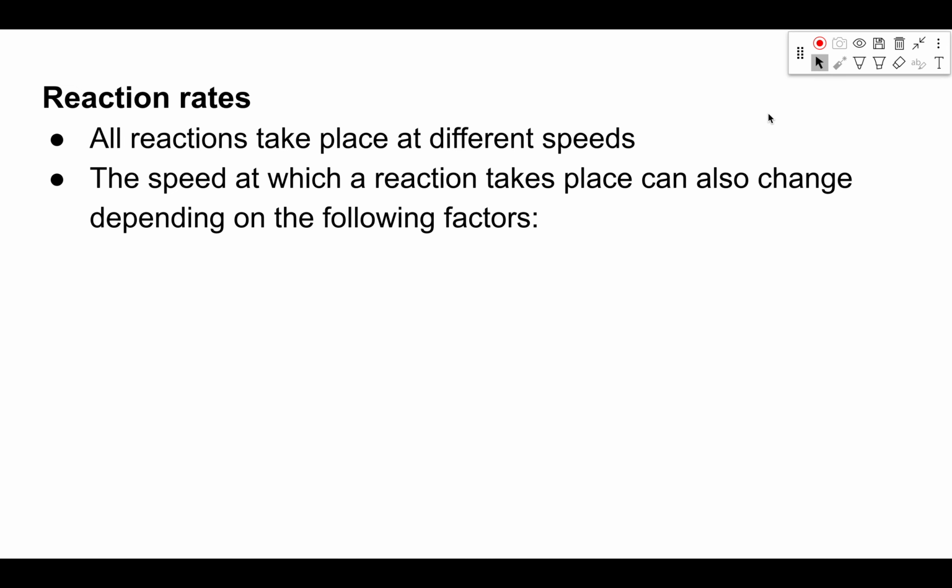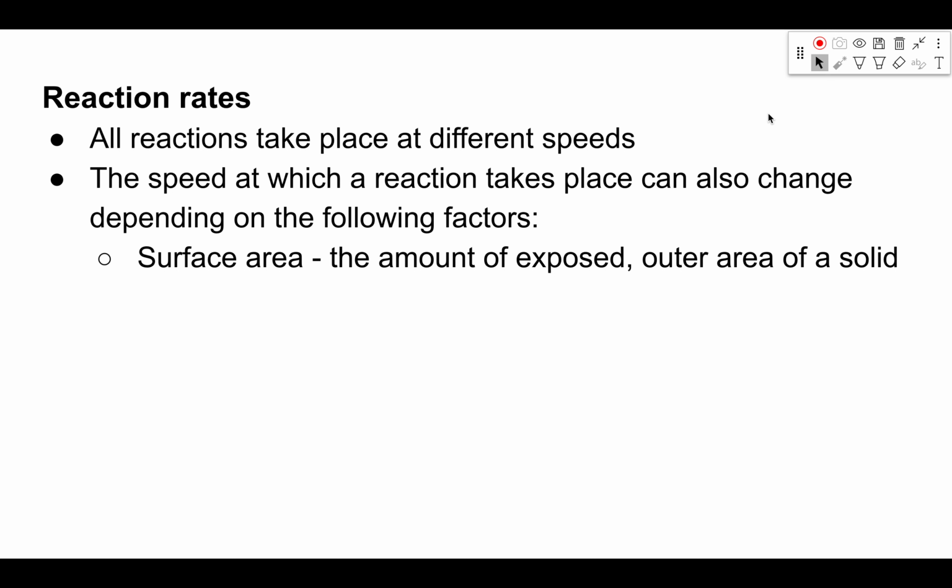And those factors that we're going to talk about are surface area. So surface area is just the amount of exposed outer area of a solid. So think about a solid cube of aluminum. You have just the outside surface of that aluminum that's exposed to the air. If you wanted to increase the surface area of the aluminum, you could use something to shred it up into thousands of little pieces, right? Like a file where you shave off all these tiny little shavings. And now every single one of those shavings has an outside edge that has more surface area to it.